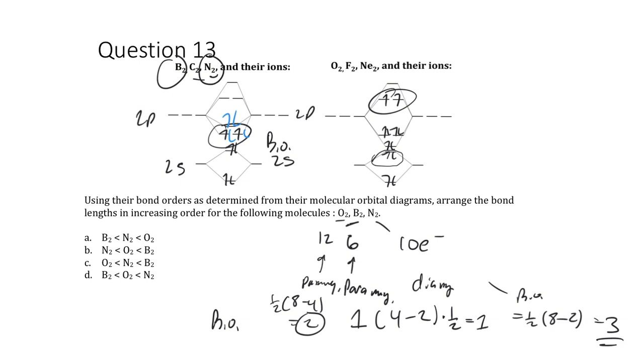And so boron should be the longest, O2 in the middle, and N2 the shortest. So we're just taking the triple bond is shorter than the double bond is shorter than the single bond. So N2 less than O2, less than B2.